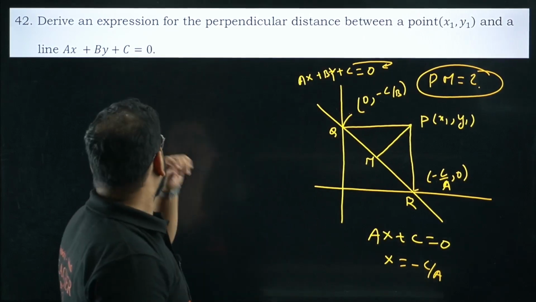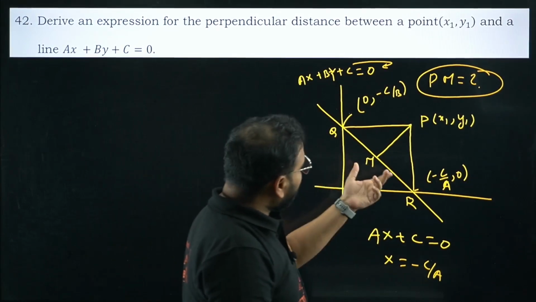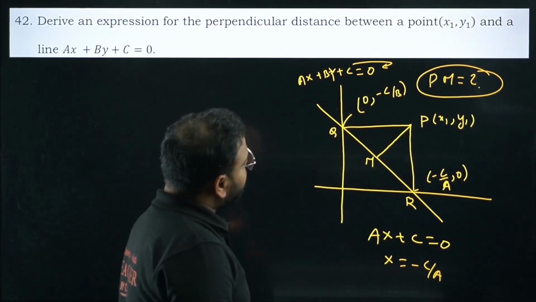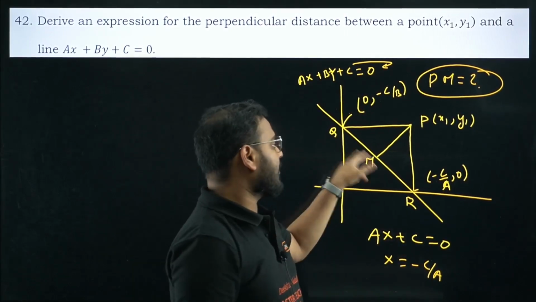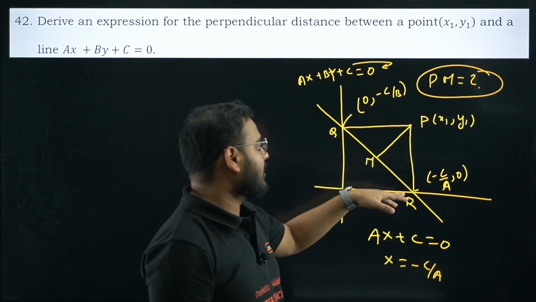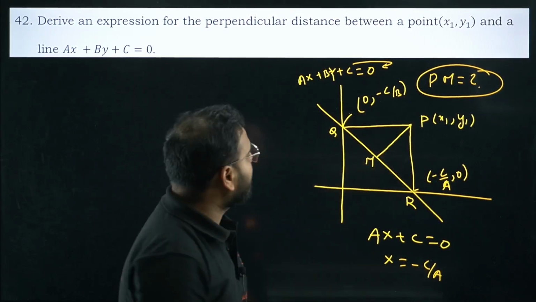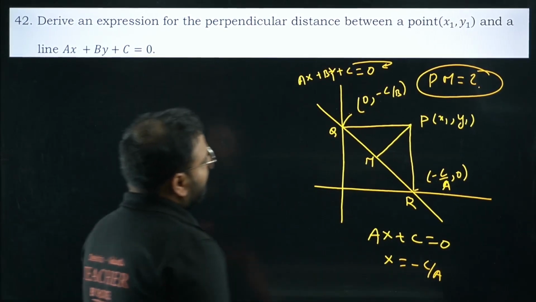So how can we find this? Let's do one thing. If we knew the coordinate of M, it would have been easier, but it's not saying that M is going to be the midpoint all the time. Otherwise, you can find the midpoint and do it like this. But what can we do? We can find the area of triangle PQR.